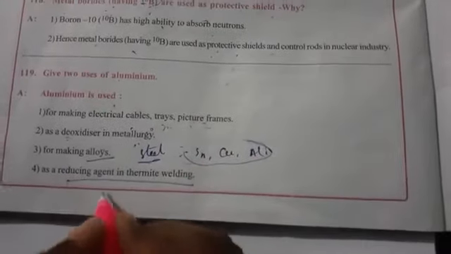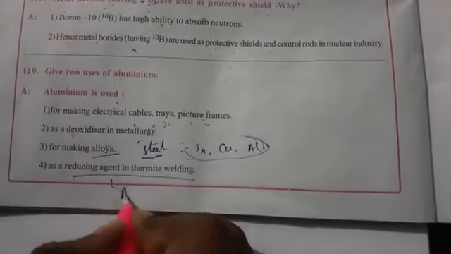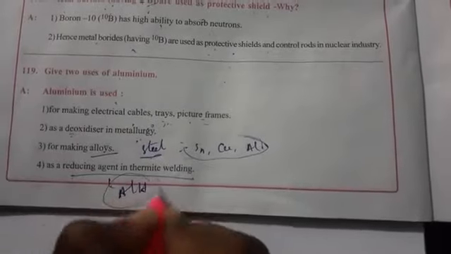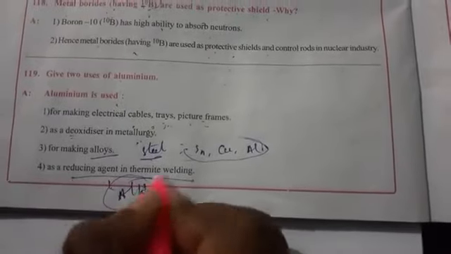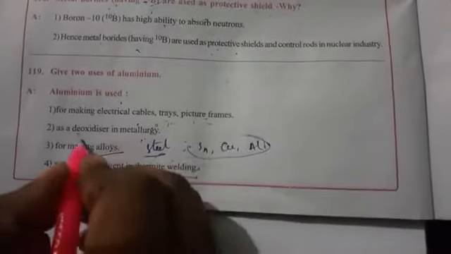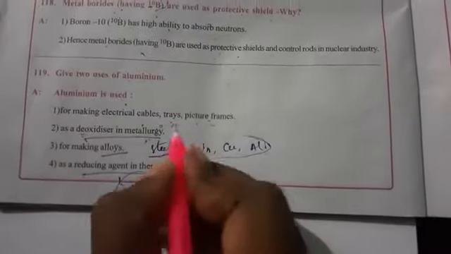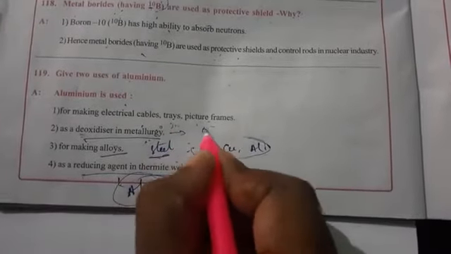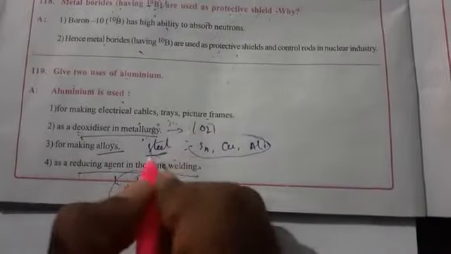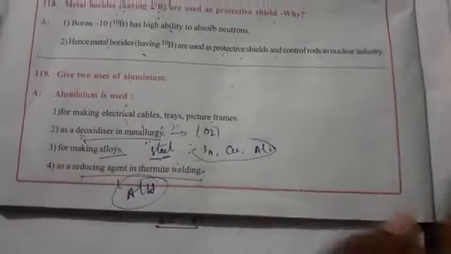So reducing is nothing but what? Addition of hydrogen. So AlH, means what? Aluminium hydride. So it is used for the welding process. Deoxidizer in metallurgy. Deoxidizer is nothing but removal of oxygen from metals. That is done using aluminium. So it will form Al2O3, like that it acts as a deoxidizer. Okay, so these are the uses of aluminium.